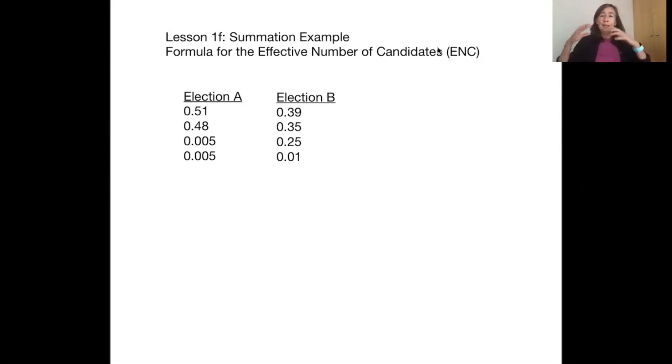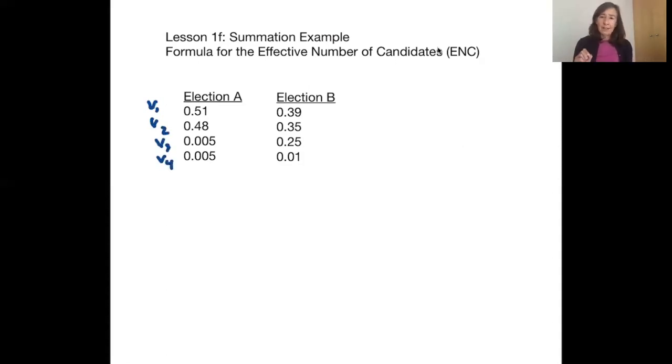If your interests are in elections, especially comparative elections, you're probably familiar with this way of understanding the competitiveness and the fragmentation of the vote in different elections. Okay, so let me motivate the need for this calculation with an example of two elections. In both cases, what I've listed for election A and election B is the vote shares. So we might call them V1, V2, V3, V4.